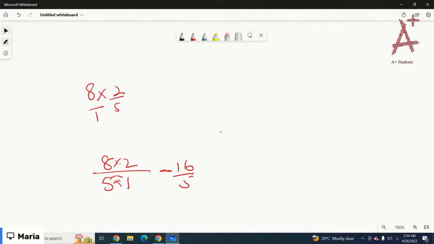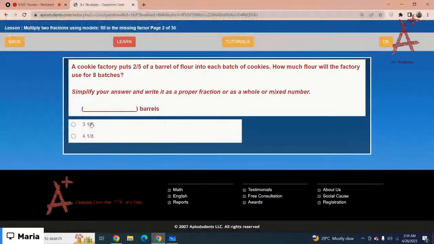So we can just divide them. Just divide 16 by 5. 5 times 3 is 15, and 16 minus 15 is 1. So it would be 3 whole 1 over 5. The correct option is 3 whole 1 over 5. You can write the answer in mixed fraction form by dividing 16 by 5, as 16 is greater than the denominator. Got it?